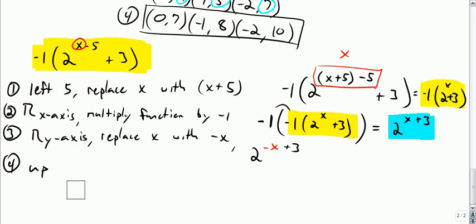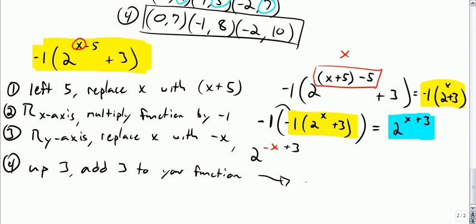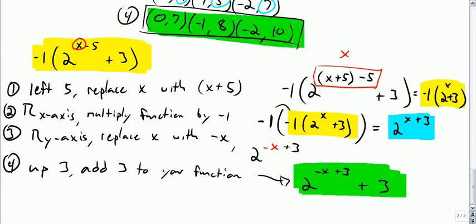Step 4, up 3. Up 3. So add 3 to your function. Well, my function currently is 2 to the -x plus 3. So on the end, I'll just tack on a plus 3. So this one in green is what I'm looking for. Now I'm going to test it. I'm going to take it to the graphing program and look for those points right there. I'm going to make sure that they're on it. So 2 to the -x plus 3, and then plus 3.